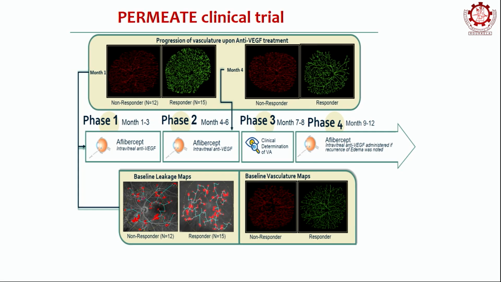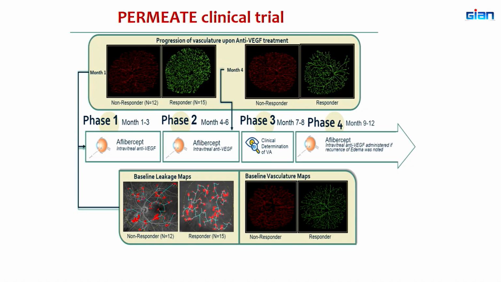There are two different kinds of information here. The first information that you see here are the blood vessels. Baseline means before treatment was given, and that's what you see here. And then you have images that were collected after month 1, images that were collected after month 4. And we have images for a sample non-responder and a responder case. So, that's the vasculature information.